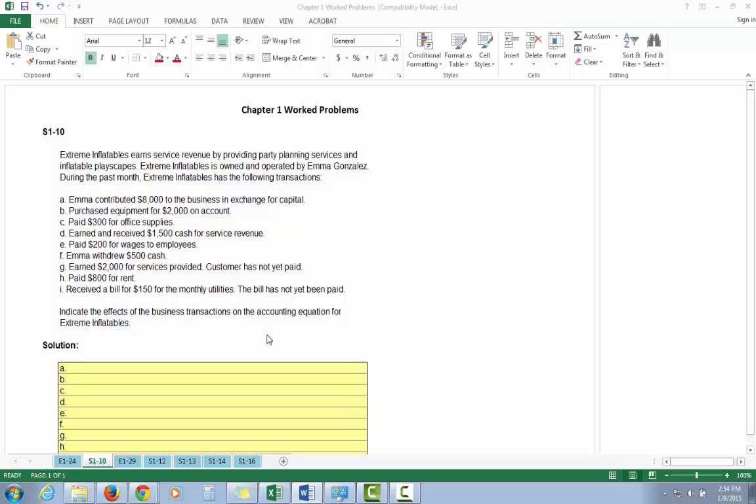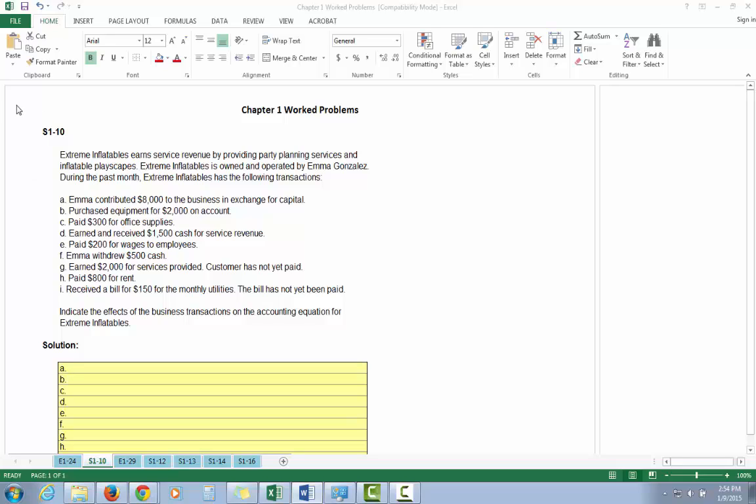And when we say a transaction, it is anything that occurs that's going to change the position of either party involved. And it's going to be something that's happened between two or more people. So make sure you know what a transaction is. So in this exercise, we've got Extreme Inflatables, and they earn service revenue by providing party planning services and inflatable playscapes. Extreme Inflatables is owned and operated by Emma Gonzalez, and during the past month, she had the following transactions.